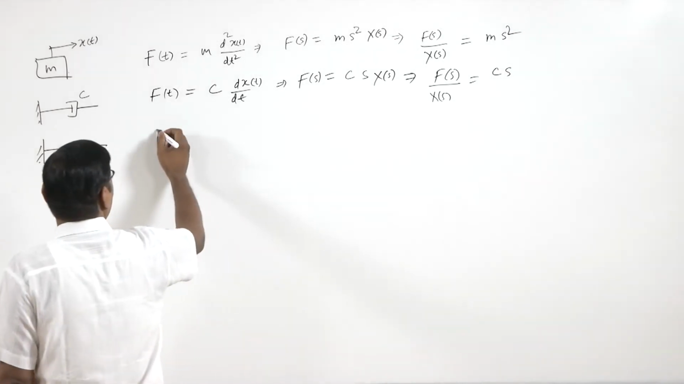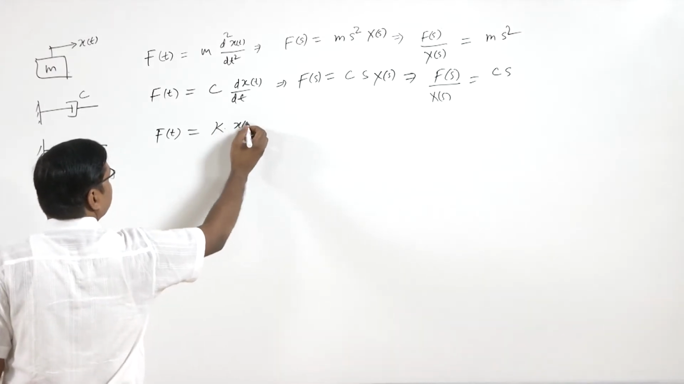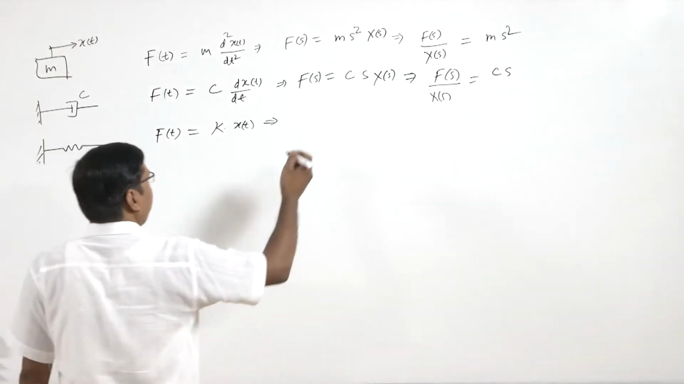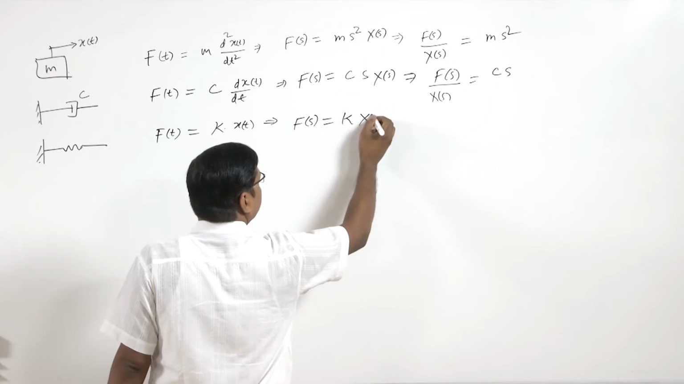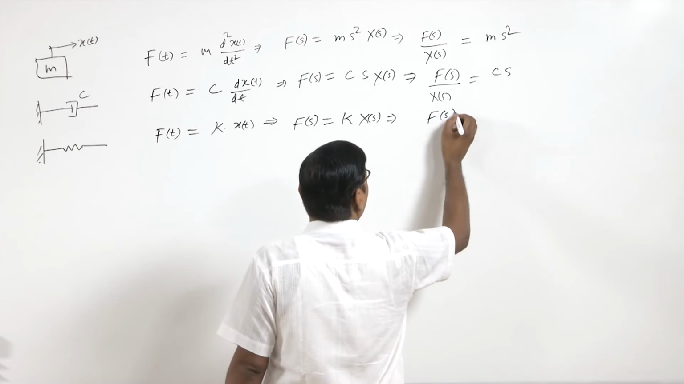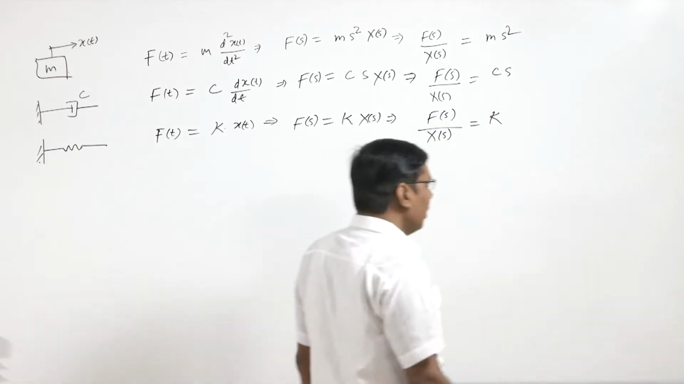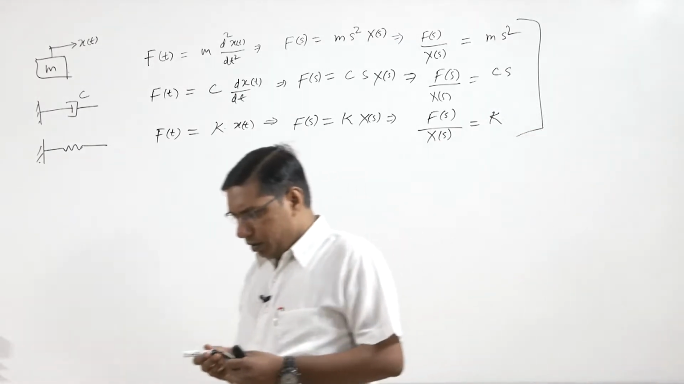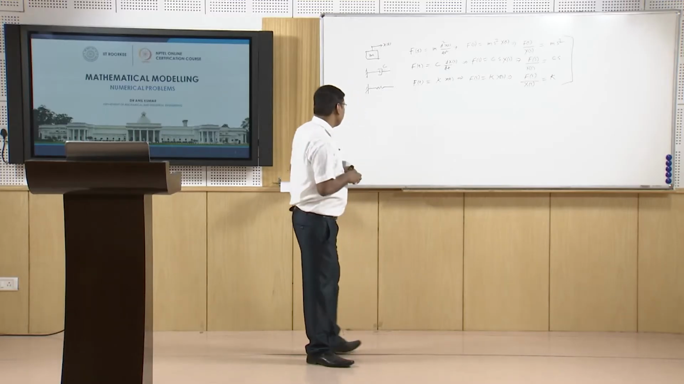For a spring, the force is k into x(t). We take the Laplace transform, we find F(s) equals k into X(s). So here the impedance is F(s) by X(s), that is k. So these are the impedances of the mechanical elements: mass, damper and spring.